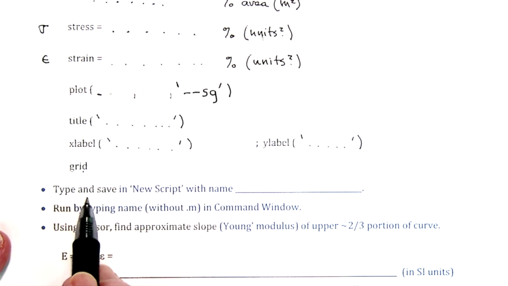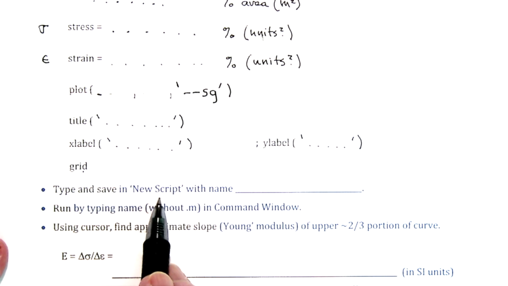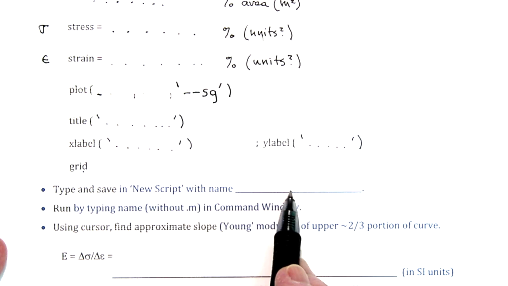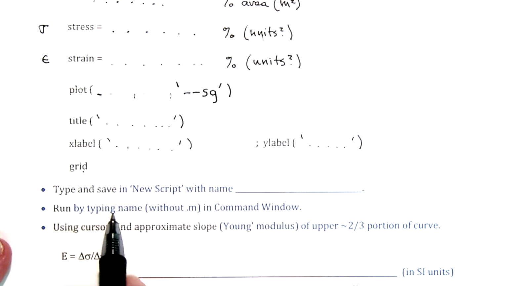Type those lines in and save it as a new script in MATLAB with a name of your choice here. And then run it. And from the figure, you'll use the cursor to find the approximate slope of the upper 2/3 portion of the curve, and that will be Young's modulus, which you will record right here. Let me show you how to do that next.